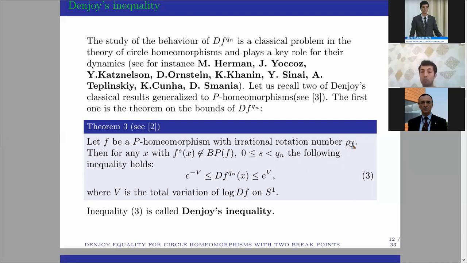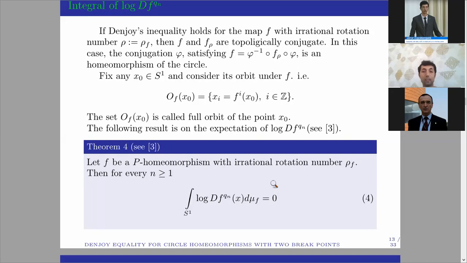And this inequality 3 is called Denjoy's inequality. So here the second theorem is also a very important theorem in our work, in our result. If Denjoy's inequality holds for the map f, a piecewise homeomorphism with irrational rotation number rho, then f is conjugate to the linear rotation f rho. And phi is also a so-called homeomorphism, the conjugation between f and f rho.